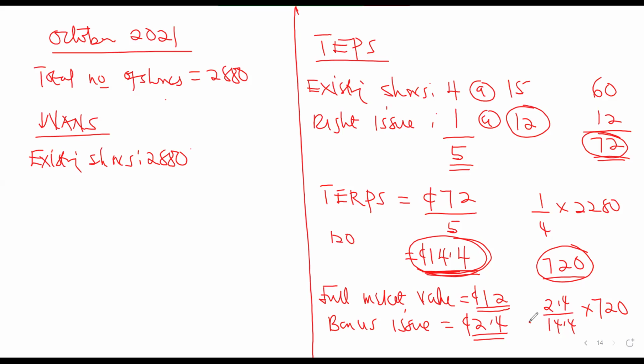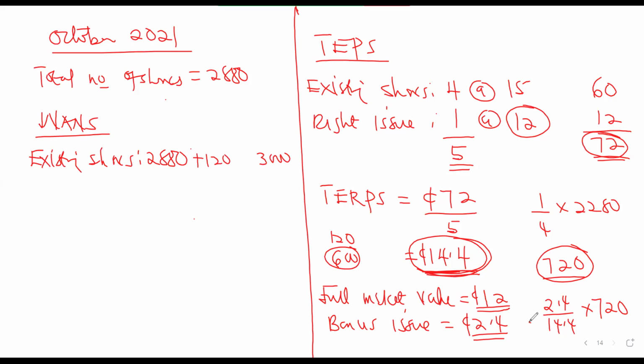The first one is 600 shares at full market value. The bonus issue will be added to this one, and we do 12 over 12 because these are existing shares. This is how you also get the bonus issue. So you can add the 120 over here, and we'll be getting 3,000.